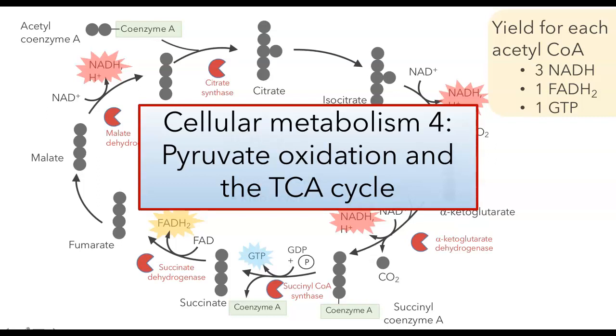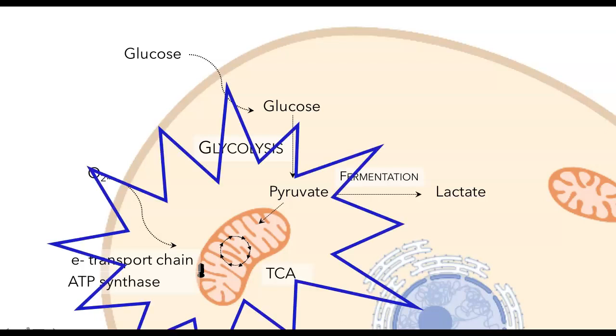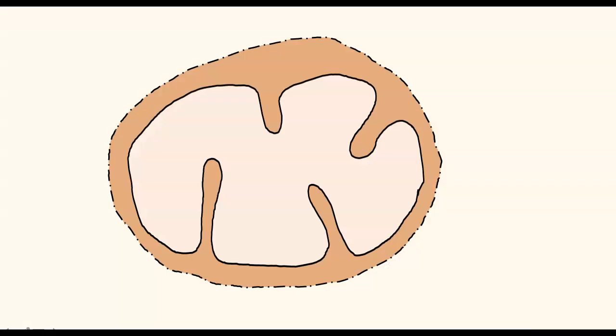In this video, we're going to look at two related metabolic pathways that take place in the mitochondria of eukaryotic cells, and these are going to be pyruvate oxidation and the tricarboxylic acid cycle. Well, remember that cells have a number of different metabolic pathways. They can carry out glycolysis to produce pyruvate, and then the focus of this video will be what happens if there's oxygen present in the cell and they're able to import the pyruvate into the mitochondrion and use the TCA cycle.